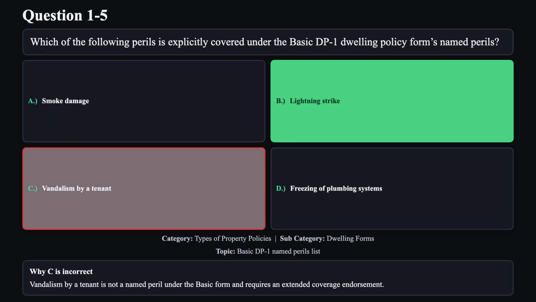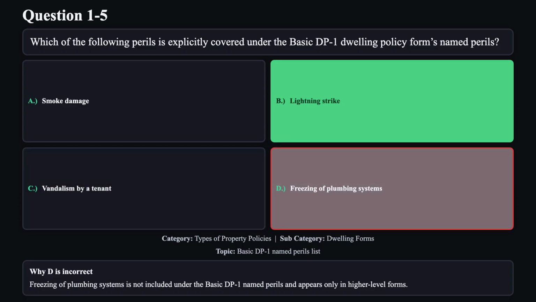Reason C is not correct. Vandalism by a tenant is not a named peril under the basic form and requires an extended coverage endorsement. Reason D is not correct. Freezing of plumbing systems is not included under the basic DP1 named perils and appears only in higher level forms.